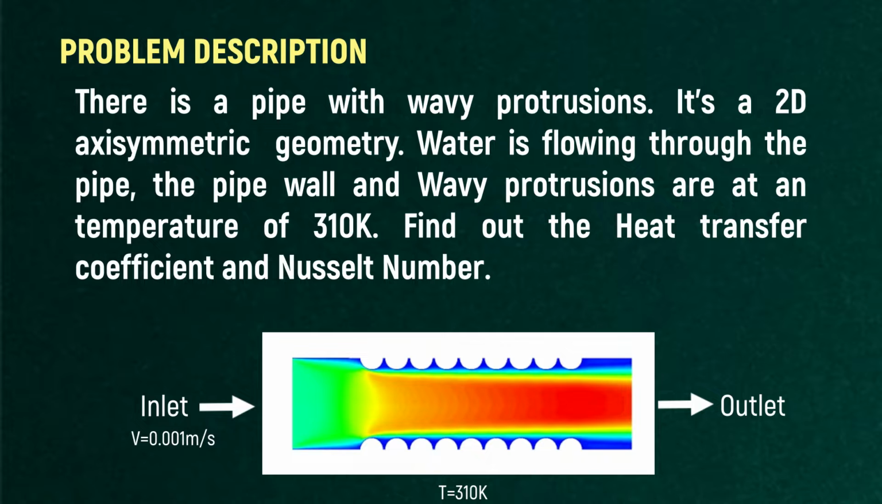The inlet velocity is 0.001 meter per second. And the protrusion's temperature is 310 Kelvin. We are going to find out the heat transfer coefficient and the Nusselt number.